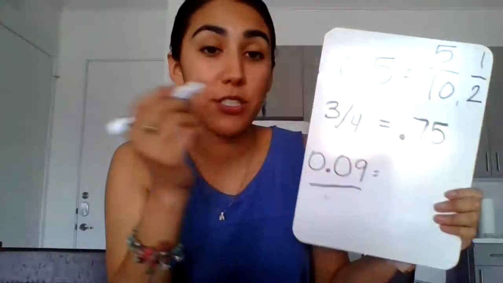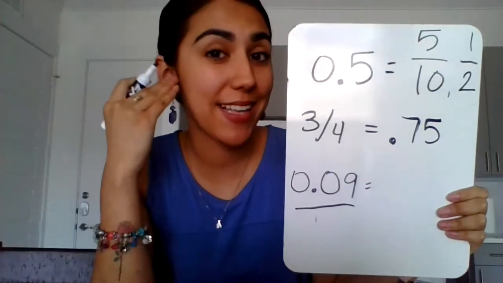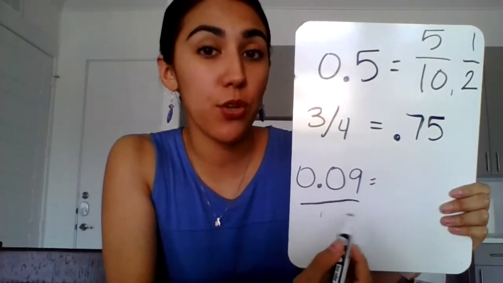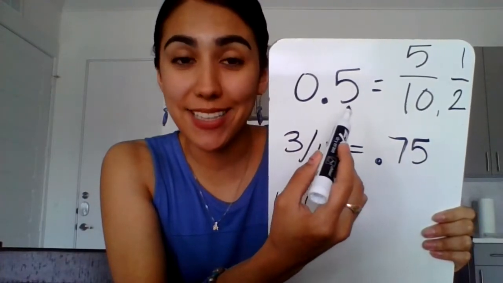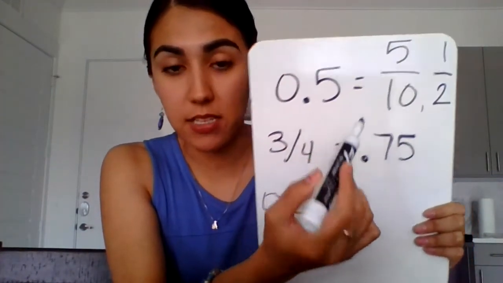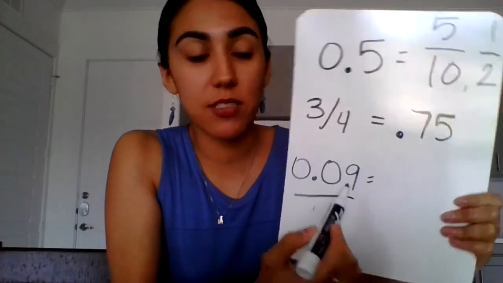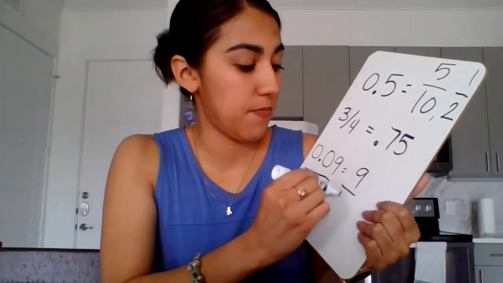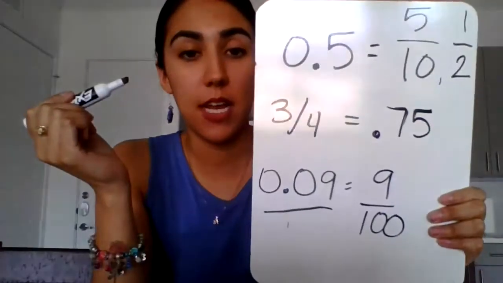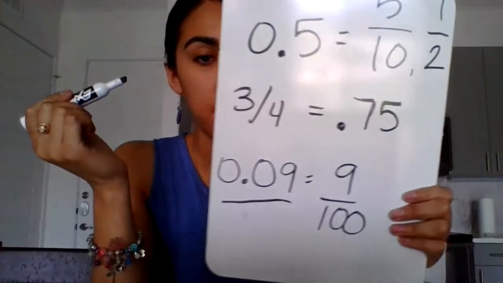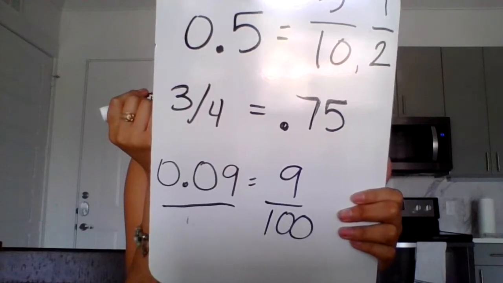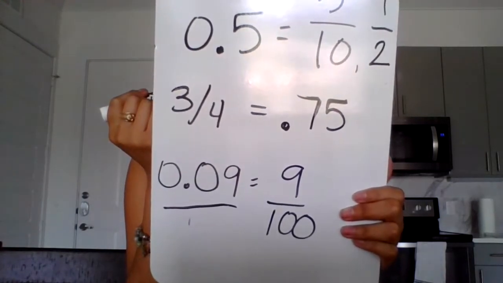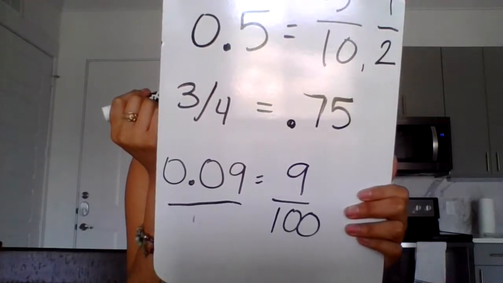So then you're just going to write your fraction exactly how it sounds when you read this decimal. Kind of like what we did for over here, 5/10. So 9 hundredths. So those are your 3 answers for decimals to fractions for Tuesday.